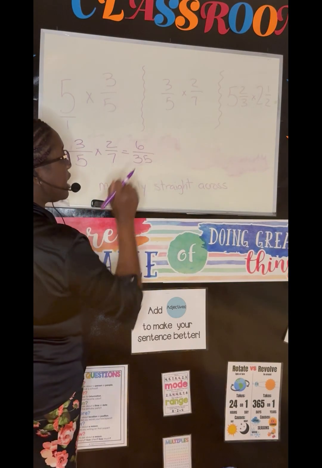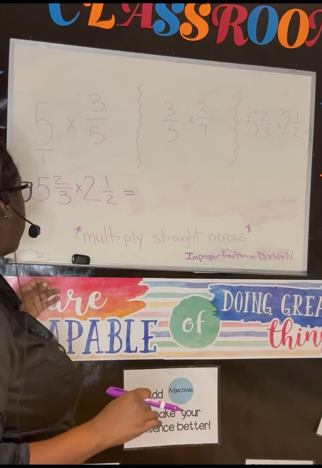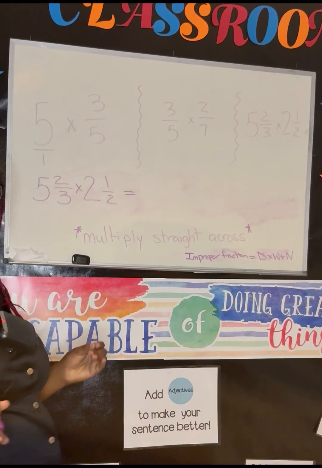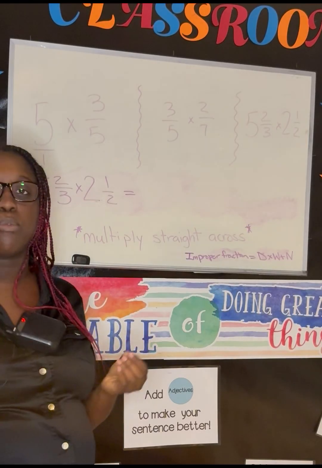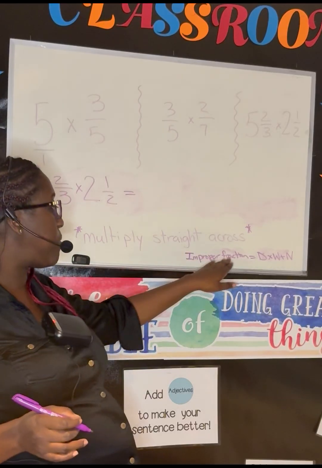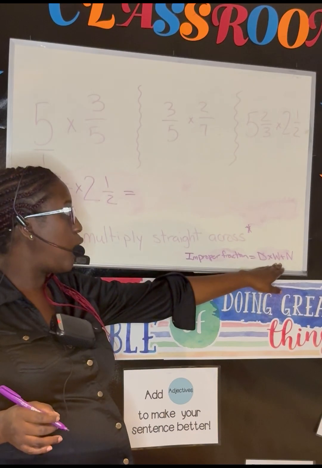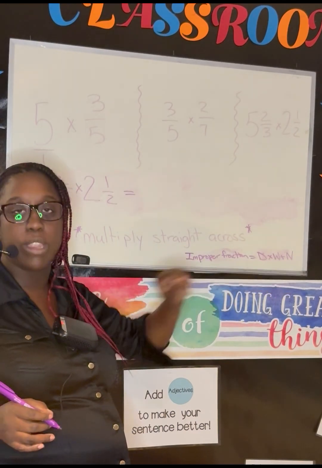All right, now let's take a look at this third example. Now with this third example, what we're going to want to do is take our mixed number and turn it into an improper fraction. And the way that we do that is using our improper fraction formula: denominator times whole number plus numerator.